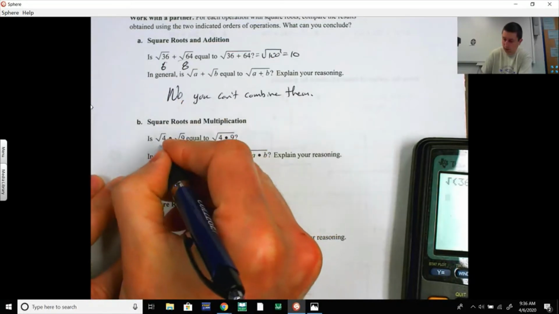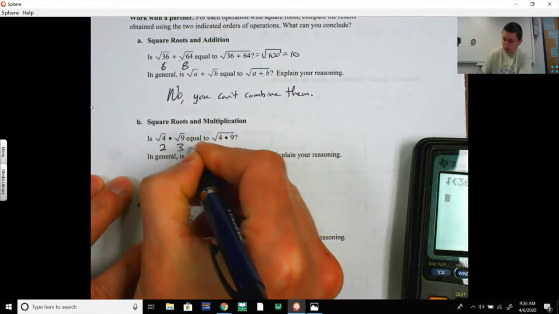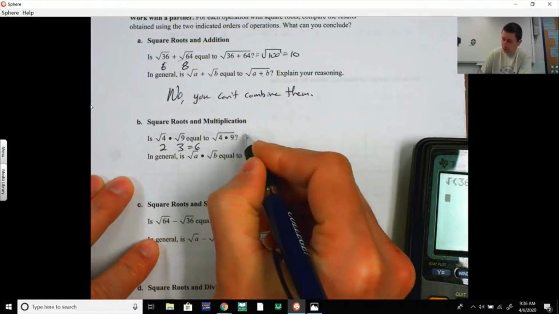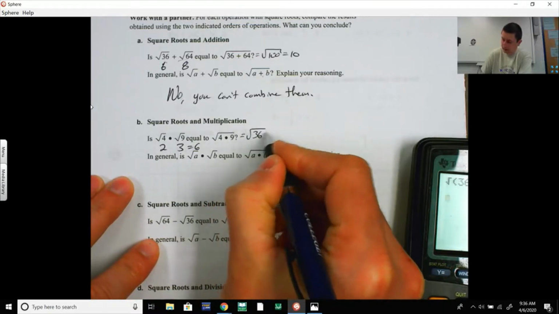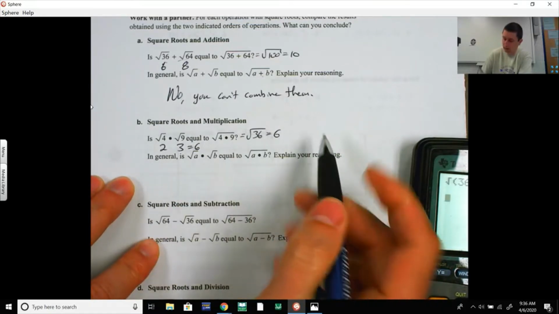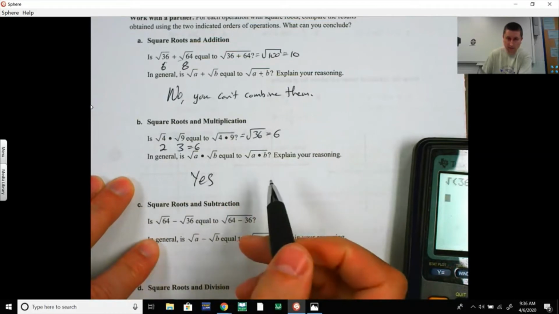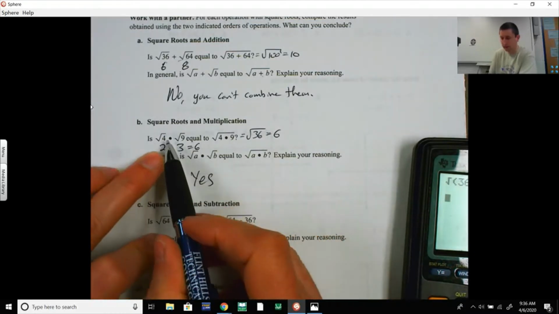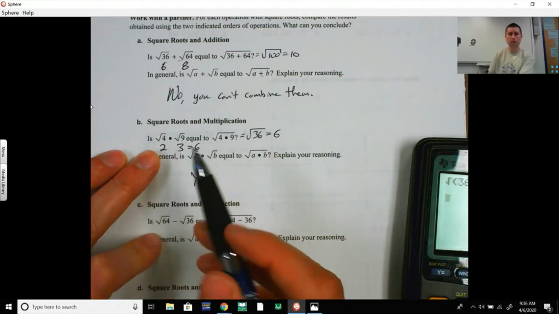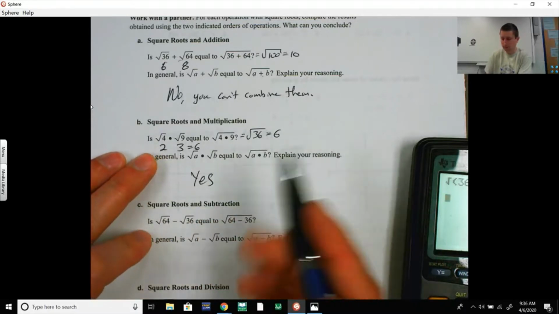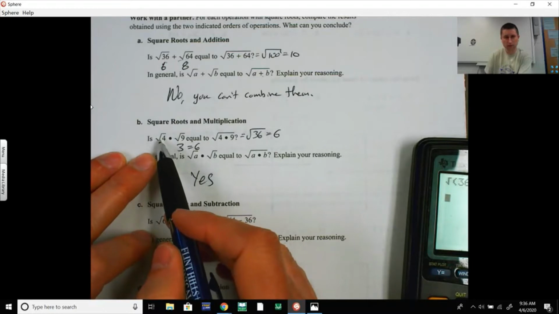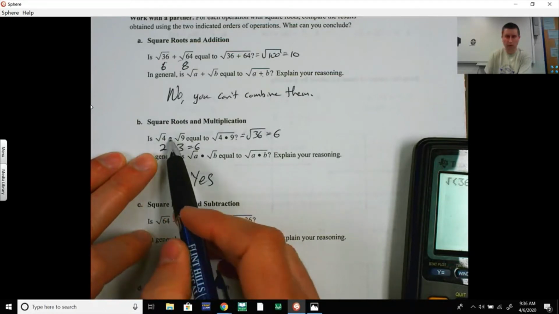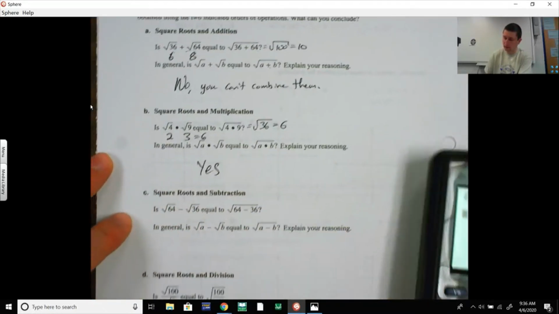Square root of 4 is 2. Square root of 9 is 3. 2 times 3 is 6. Square root of 4 times 9, that would be square root of 36, and that is 6. Those are equal. So yes, you can do this. The two sides are equal to each other, because square roots are based in multiplication. The square root of 4 is 2 times 2, and so this is just another multiplication sign, so you can do that.